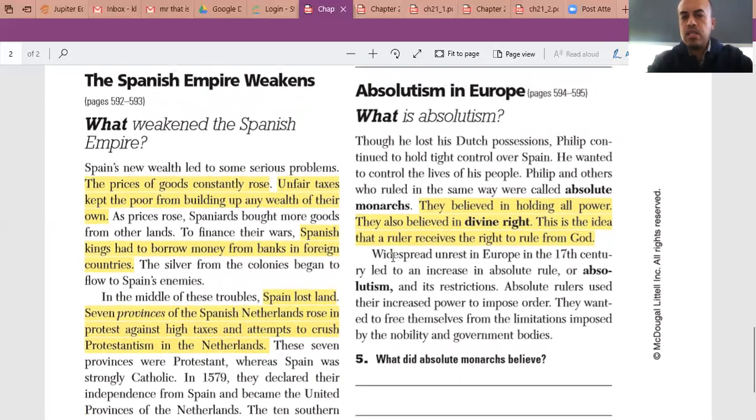The last point here is about absolutism. Despite the loss of Dutch possessions, Philip continued to hold tight control over Spain. He wanted to control the lives of his people. Philip and others who ruled in the same way were called absolute monarchs. What did the absolute monarchs believe? They believed in holding all power. They also believed in divine right. This is the idea that a ruler receives the right to rule from God.